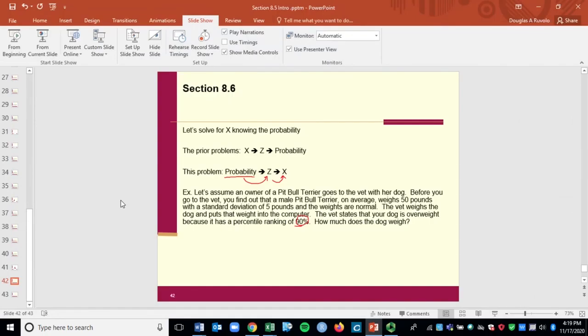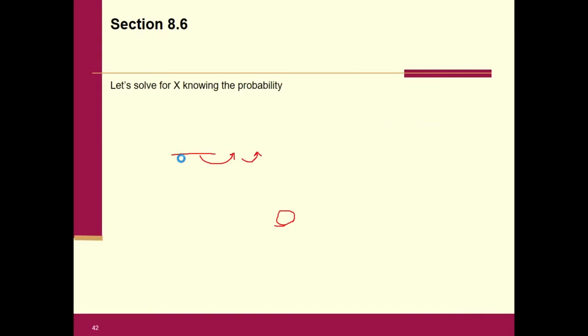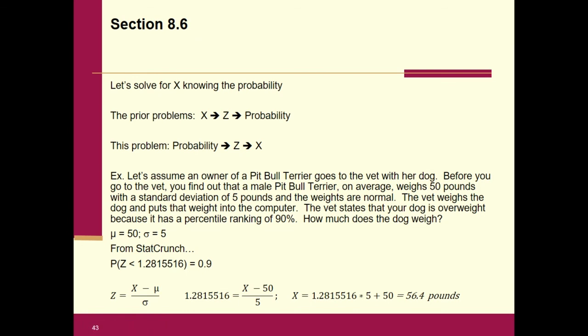Now we can go back to our problem. From StatCrunch, we found the z-score. Notice I used this formula right here. We fill in 1.281516 for z. Here's x minus the 50, divided by sigma. We're going to solve for x, so we multiply both sides by 5 and then add 50 to both sides. That's what I did over here. And what do you get? You get 56.4 pounds.